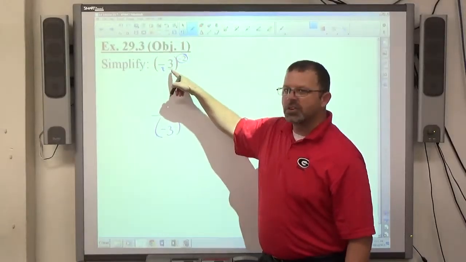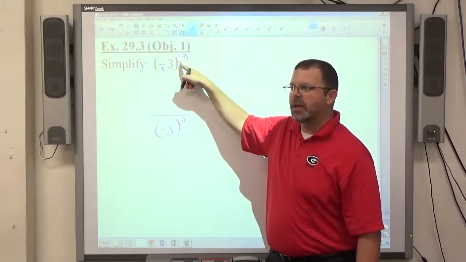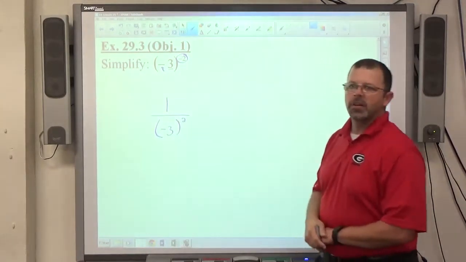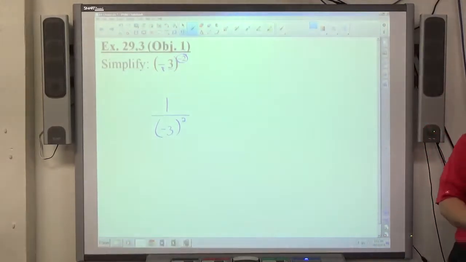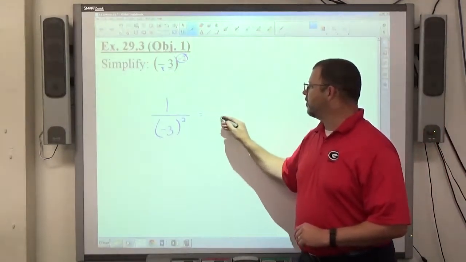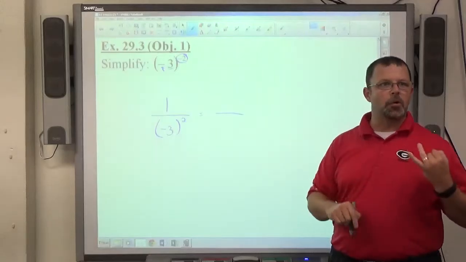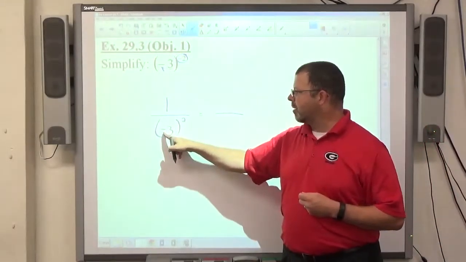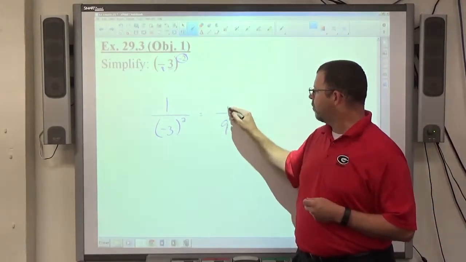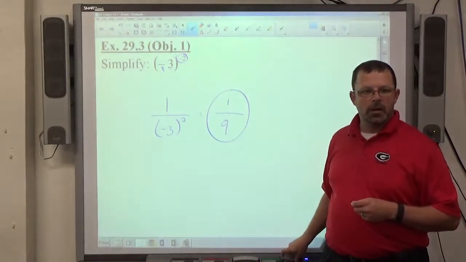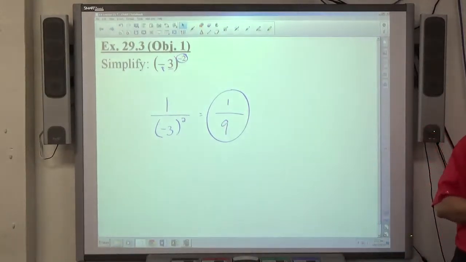And just like the very first example, this is a whole number structure to a negative power. So 1 over the number to the positive power to fix it. And again, since parentheses are involved, the minus sign and the 3 are both being squared. So 2 negatives make a positive. 3 times 3 is 9. 1 goes on top.